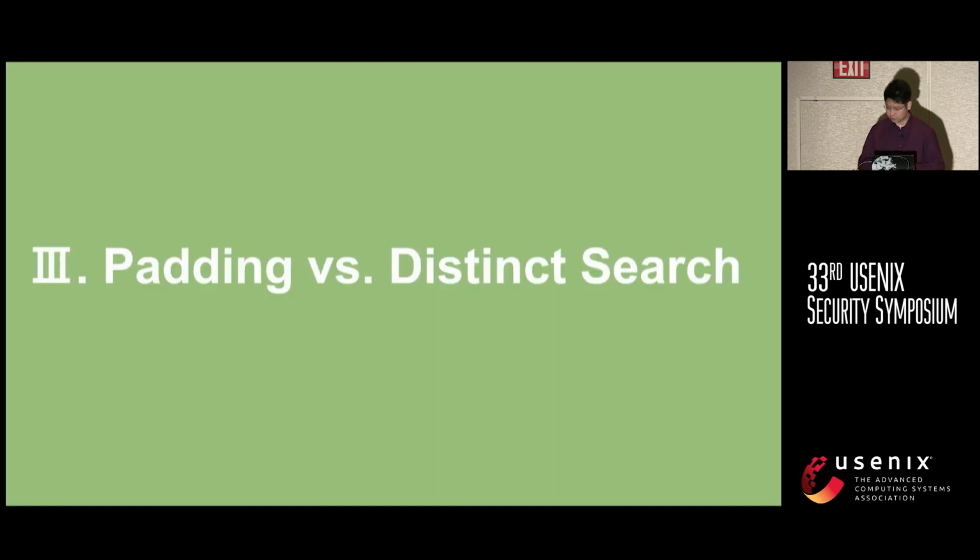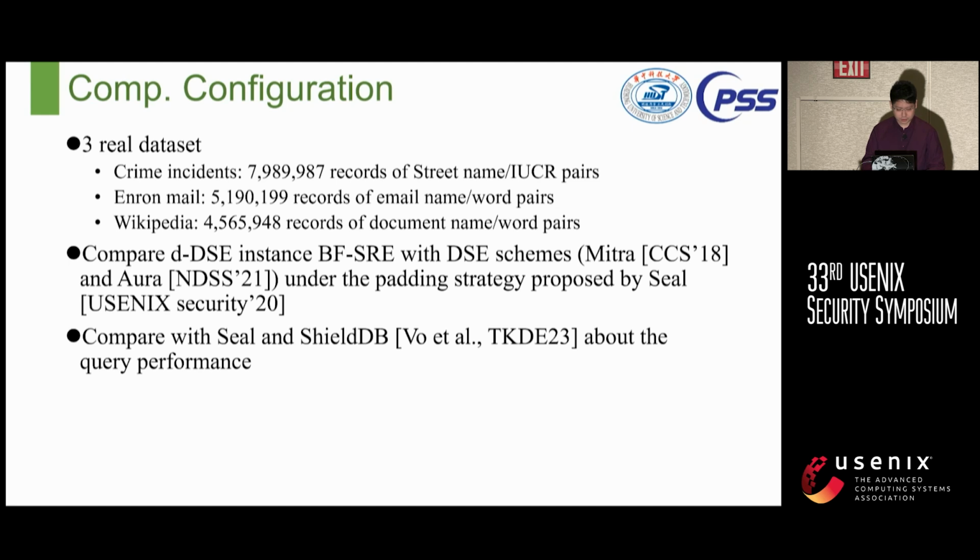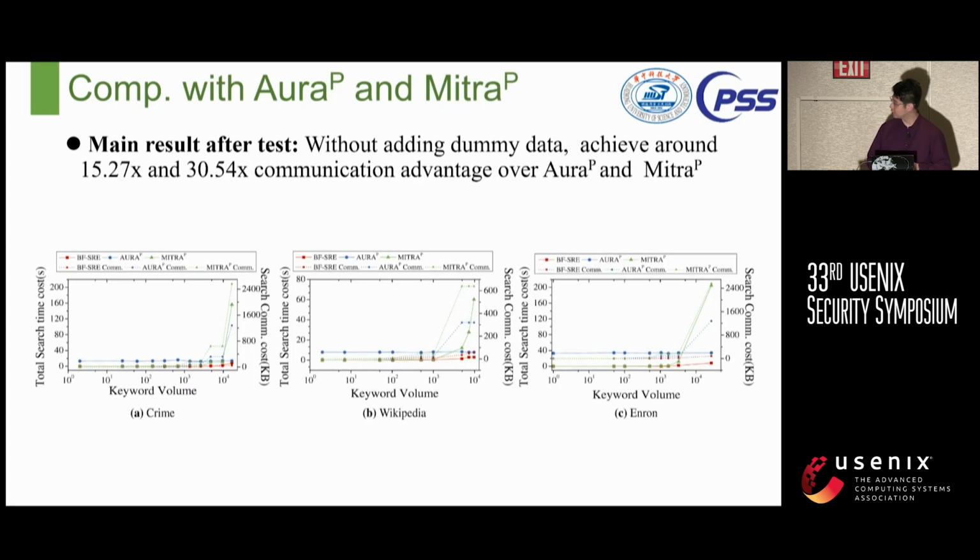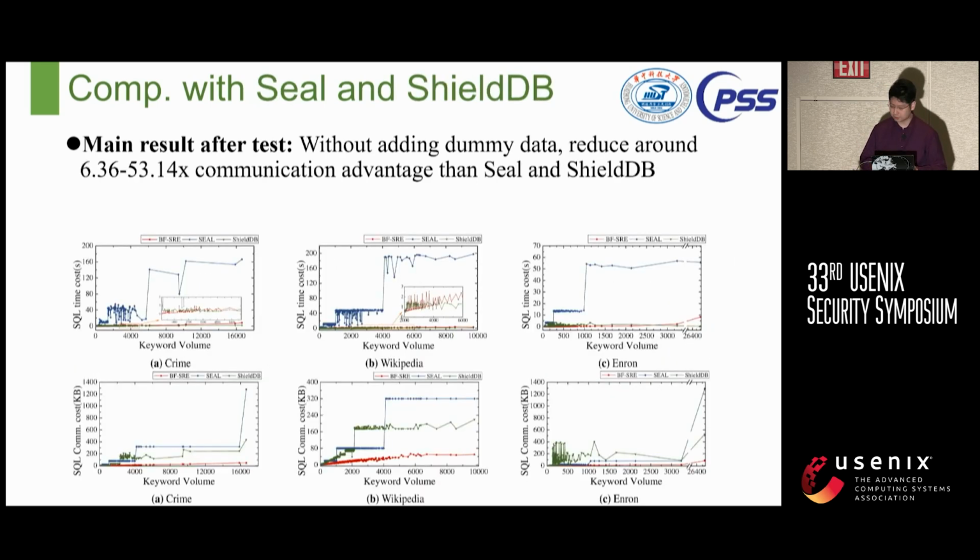In our comparison, we compared with pattern strategies used on three data sets. The comparison has two aspects, named the scheme layer and the query layer. The first layer has good communication advantages. And this is the comparison with Shell and ShellDB, which is a prototype of an encrypted database.